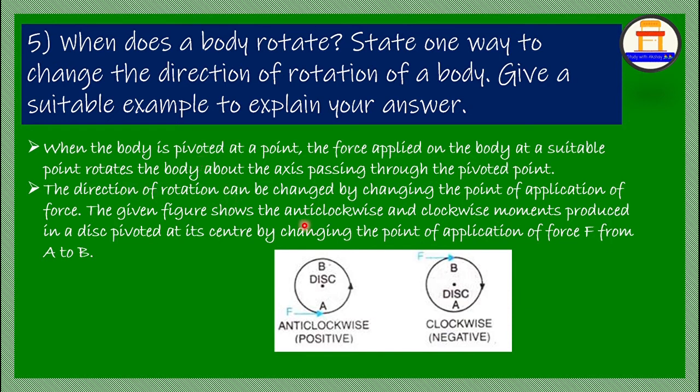The direction of rotation can be changed by changing the point of application of force. The given figure shows the anti-clockwise and the clockwise movements produced by a disc pivoted at the center, changing the point of application of force F from A to B. So this is an example, and one way is by changing the point of application of force. There are two ways: by changing the direction of force applied and by changing the point of application of force. Any one you can write. They have asked only one, so I had just written one. You can write either of them.